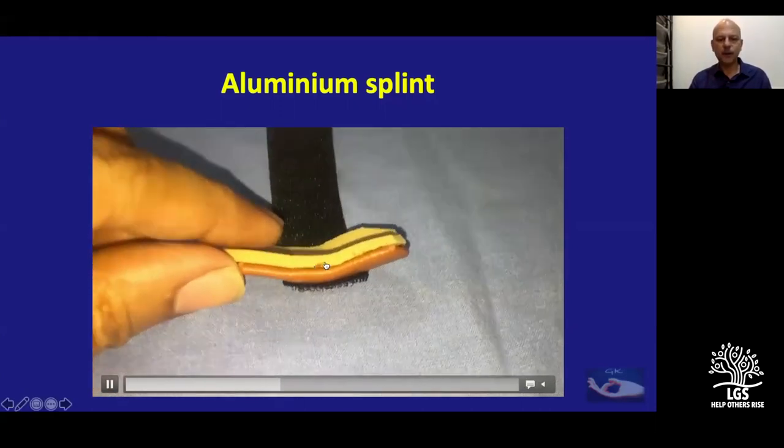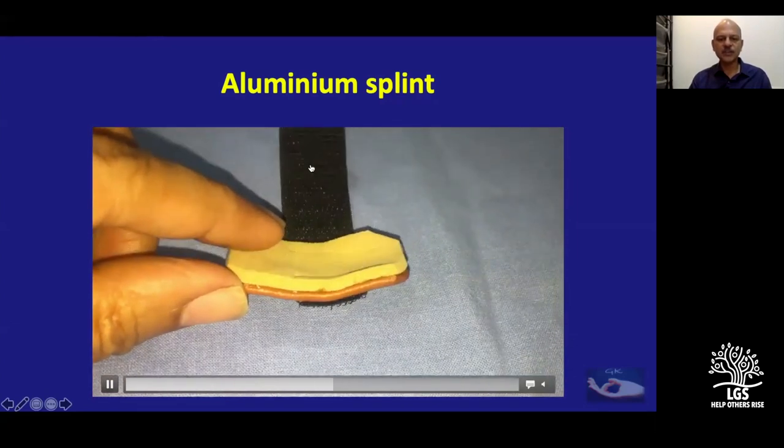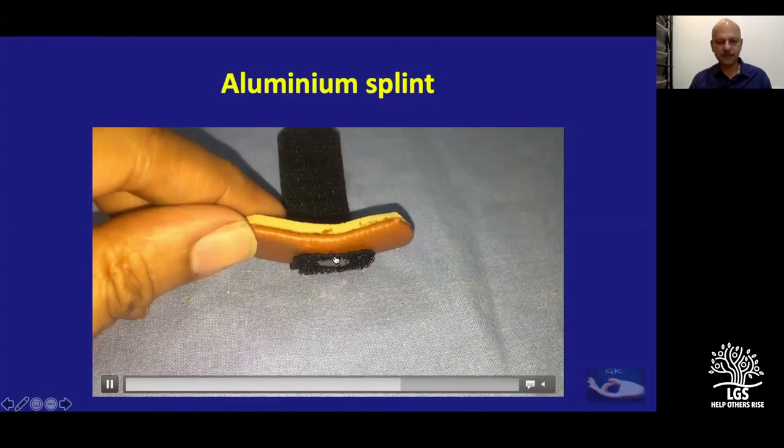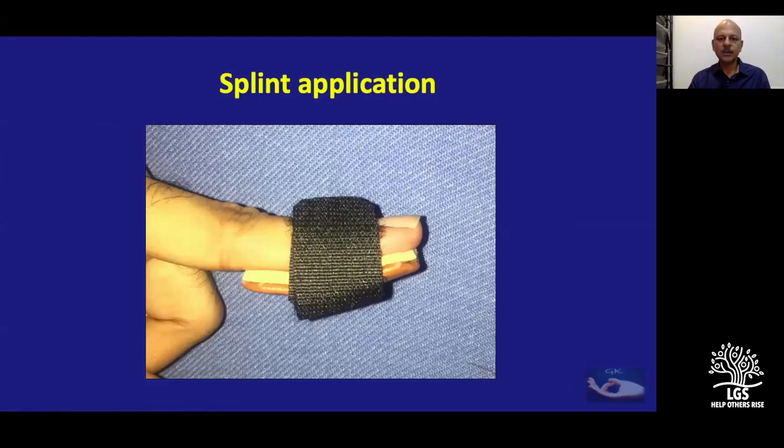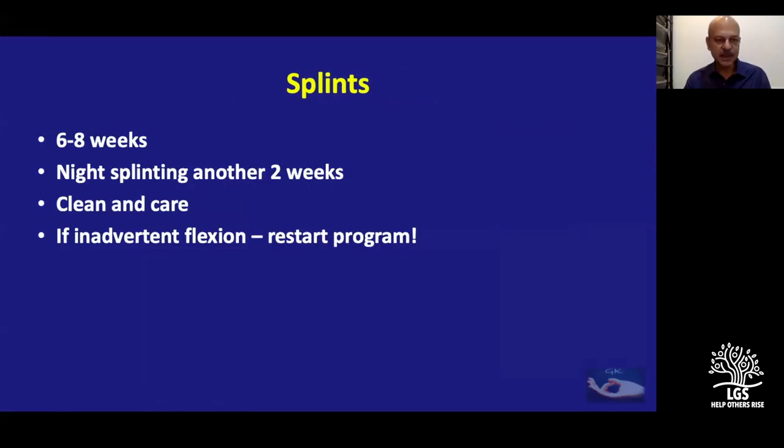You can make out the foam over here. And this, of course, is the Velcro tape or the adhesive tape, which is attached so that the patient can attach it on his own. So this has been applied. You can make out the position of the finger which is resting comfortably on the foam and kept in a position of extension or minimal hyperextension of 5 to 10 degrees and securely taped using the self-adhesive tape. This has to be applied for 6 to 8 weeks and night splinting for another 2 weeks. This must be told to the patient before the splint is applied.